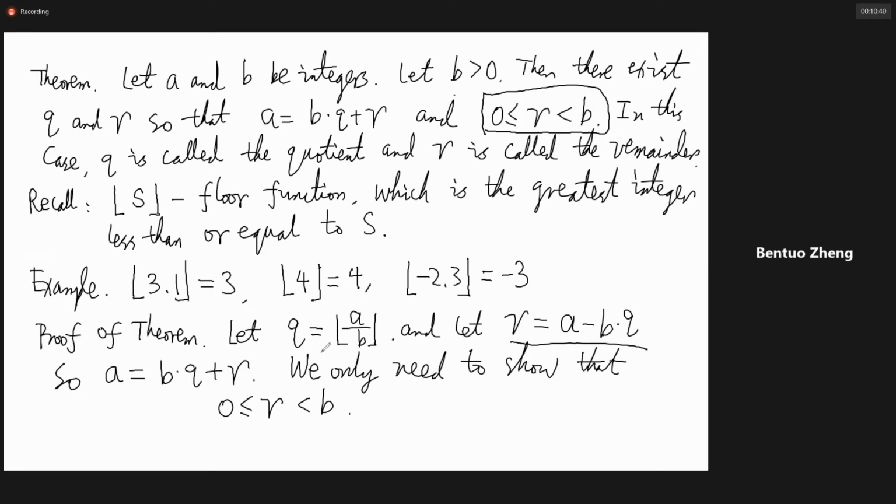Okay, one of the things we have to remember for the floor function is that the floor function is the greatest integer less than or equal to this number. So in particular, the floor function plus 1 is always strictly greater than this number. All right, so this is what I'm saying.